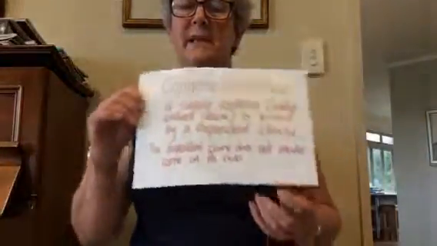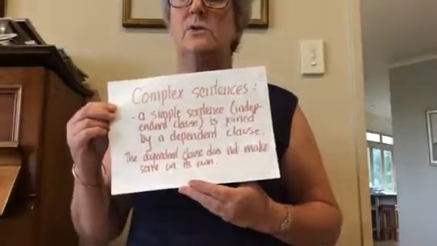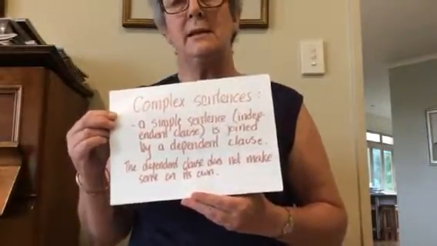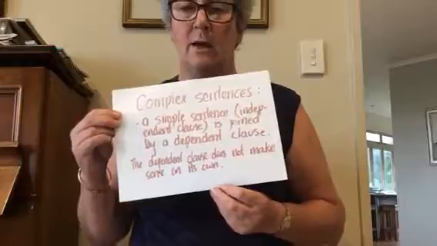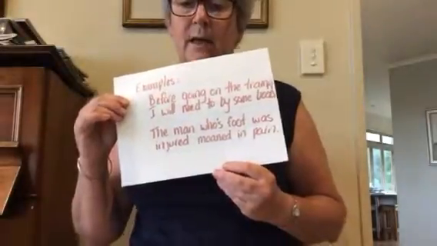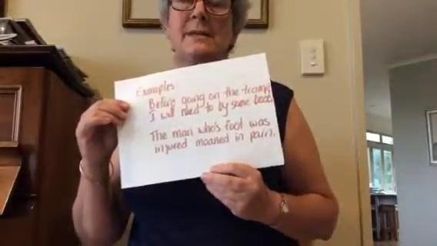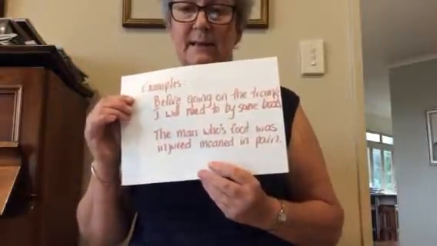The final type of sentence that we're going to look at today is the complex sentence. In this sort of sentence, there is a standalone simple sentence or independent clause joined by a dependent clause, and that dependent clause is not going to make sense on its own if it's not said along with the other. For example, before going on the tramp, I will need to buy some tramping boots. The clause before going on the tramp doesn't make sense on its own. It depends on the independent clause to make sense.